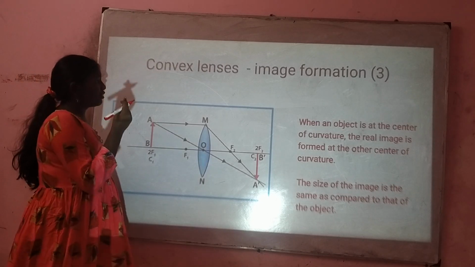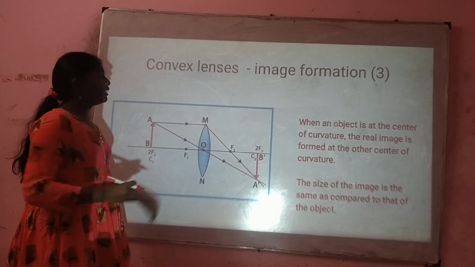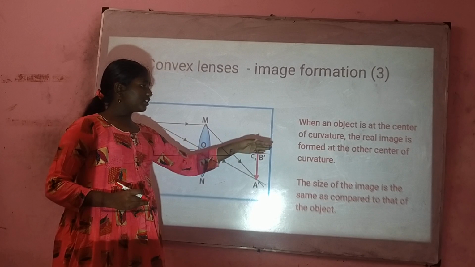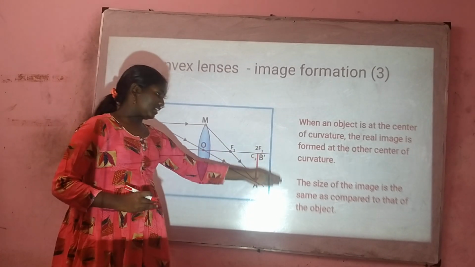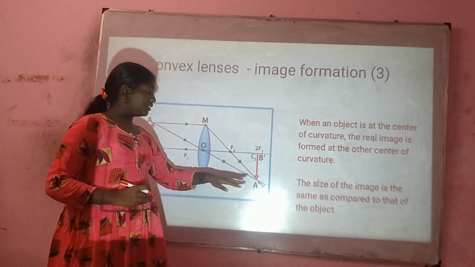Convex lenses, image formation, case 3. When an object is at the center of curvature, the real image is formed at the other center of curvature. The size of the image is the same as the object.